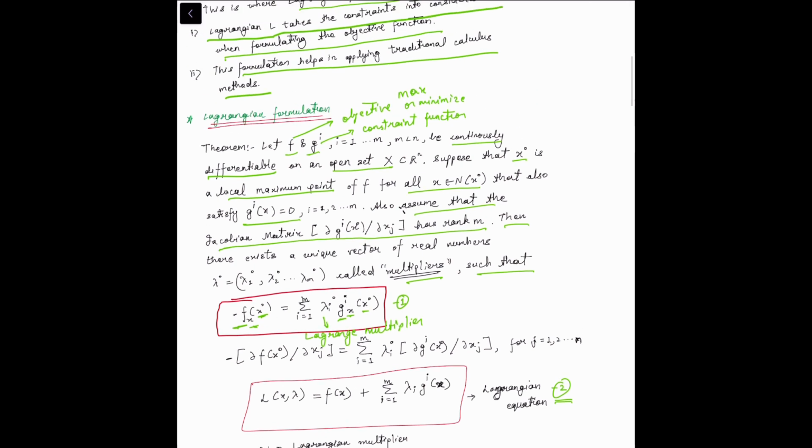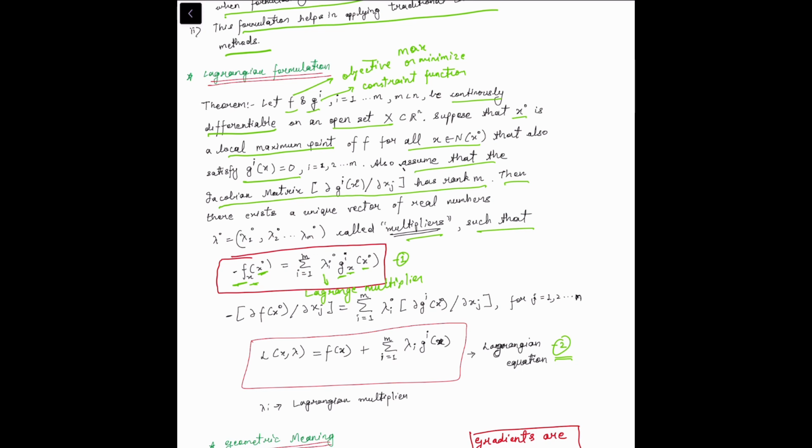I know this is a lot, but let's go step by step. Let's try to understand what each word means. There are a few important points to remember from this definition. There are a few assumptions, such as f and g are continuously differentiable. The second assumption is m is less than n. That means the number of constraints is less than the number of variables.